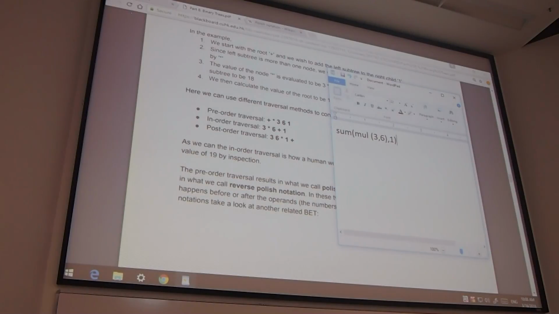Now, of course, post-order traversal is somewhat okay as well. The rule to look at the post-order traversal is you wait for two valid operands before you work on it. So here, 3, 6, and you see a multiply. Then you get 18. 18, 1, and plus. You add them together. Okay, so it's also okay.